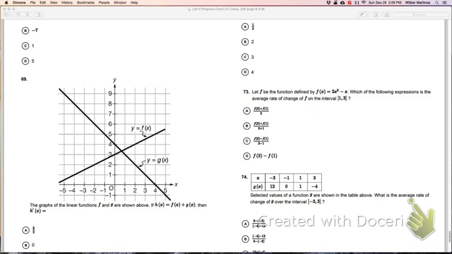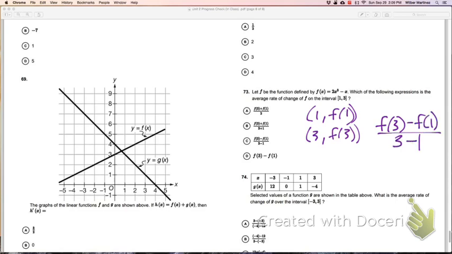So I need 2 points. I need the point 1, comma, whatever f of 1 is. And I need the point 3, comma, whatever f of 3 is. And then if I plug them in the slope formula, y2 minus y1 would be f of 3 minus f of 1, over x2 minus x1, which would be 3 minus 1. And that is answer choice C. Pretty easy.